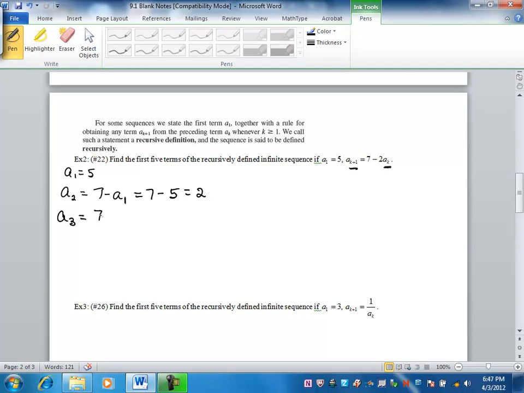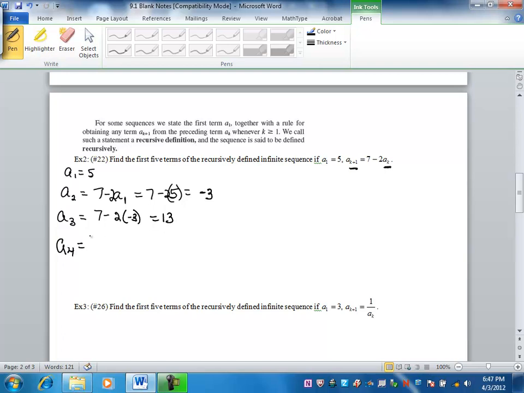A sub 3 is 7 minus, oh, pardon me, that's supposed to be 7 minus 2 times a sub 1, so 7 minus 10. 7 minus 10 is going to be negative 3. Then 7 minus 2 times negative 3. Well, this is 7 plus 6, and 7 plus 6 is 13.